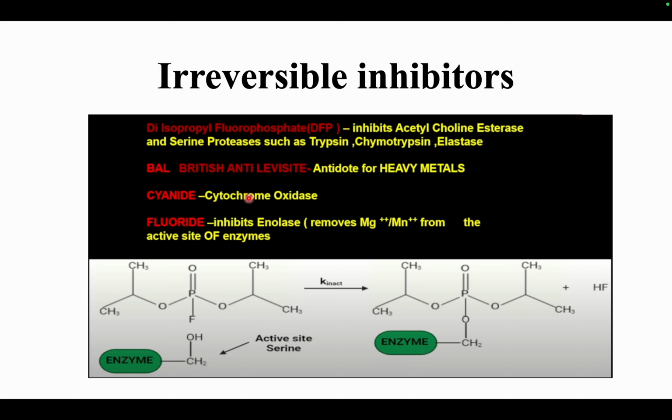There are other irreversible inhibitors which are mostly heavy metals. They also modify different enzymes. And then we have cyanide, which targets the cytochrome oxidase, so that's why cyanide is lethal to humans. And then we have fluoride. Fluoride also inhibits enolase, so it removes magnesium and manganese from the active site of the enzyme. It forms a complex with magnesium and manganese, removes those metal ions, and inhibits this enolase enzyme.